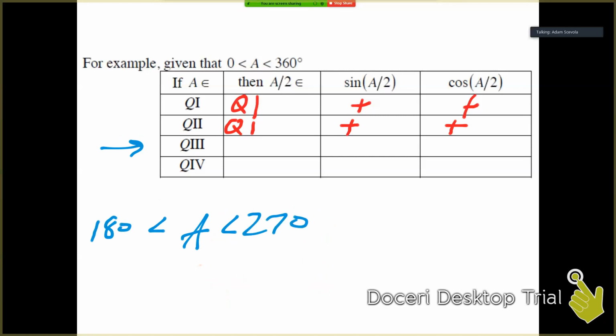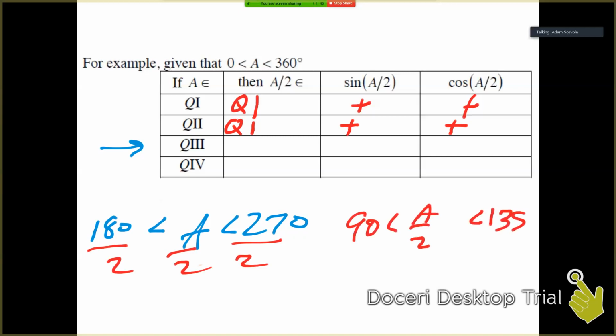So A over 2 would be in between 90 and 135, because that's half of 180 and half of 270. All right, so that's quadrant 2, 90 and 135. All right, so in quadrant 2, sine is positive and cosine is negative.